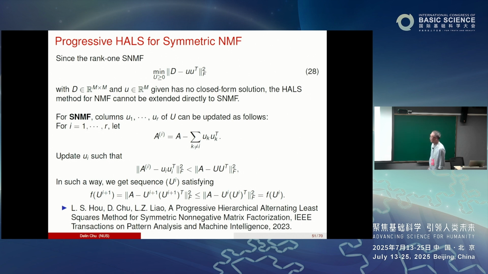In such a way we can get the sequence Ui which satisfies f(Ui+1) less than or equal to f(Ui). This means the objective value is decreasing, so it converges, right? So we try to update the Ui, which guarantees the convergence of the sequence of objective values. This is the idea. So now the question is how to find such a Ui.